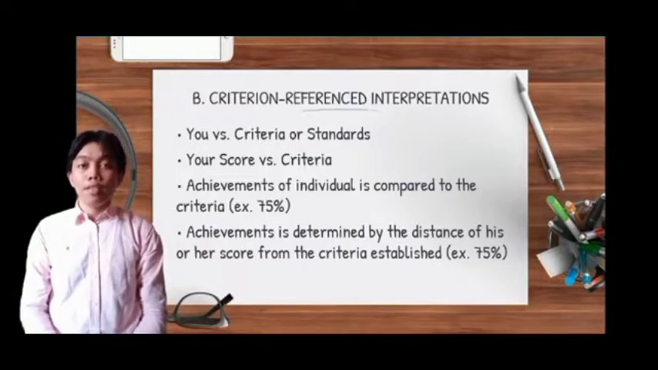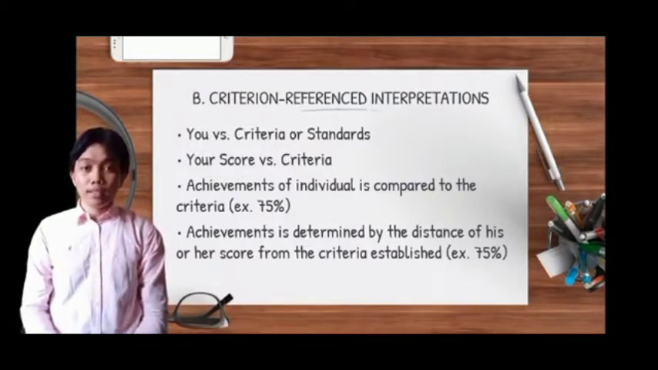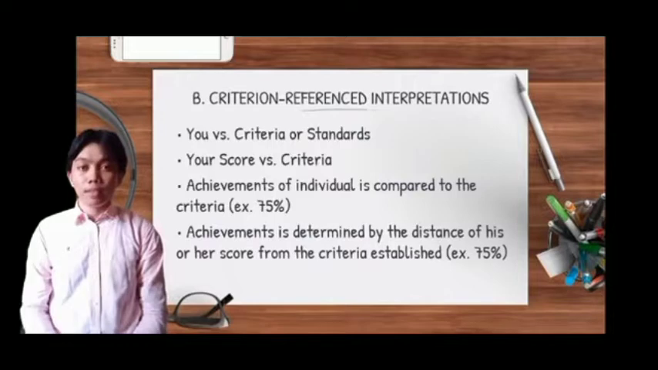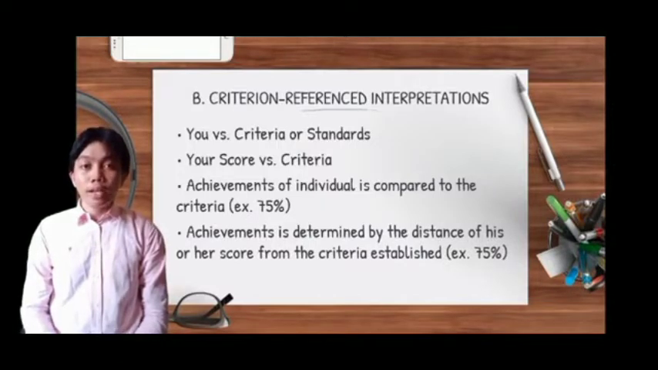Say, for example, the LAT exam has a criterion of 75%. If your score is 72%, it means you are below the criterion. Or, if your score is 85%, it means you are above the criterion. Achievement can also be determined by the distance of his or her score from the criterion established. Again, the LAT exam, for example, has a passing rate of 75%.